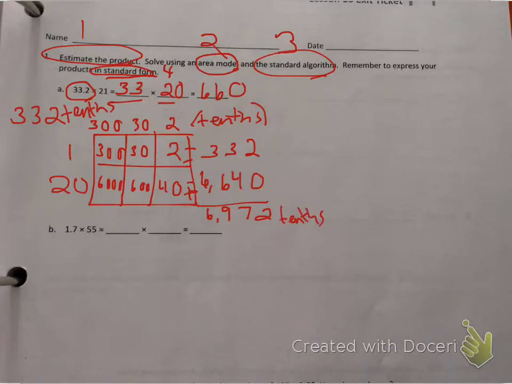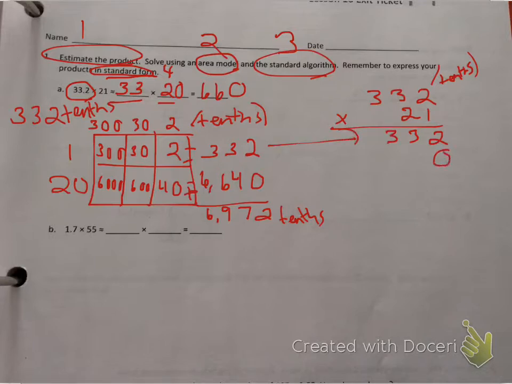Okay? Now we need to solve using the standard algorithm. So over here, we're going to set it up. 332 times 21. Remember, this is in tenths. Okay? 2 times 1, 2, 1 times 3, 3, 1 times 3, 3. That matches. We put our placeholder down. 2 times 2 is 4. 2 times 3 is 6. 2 times 3 is 6. And those partial products match, so it's a good sign that we're doing it right.